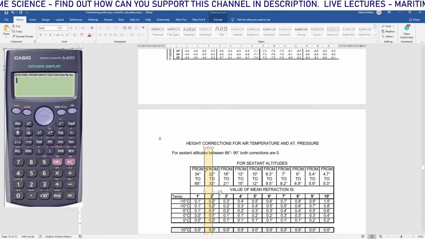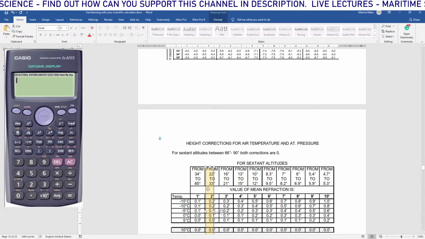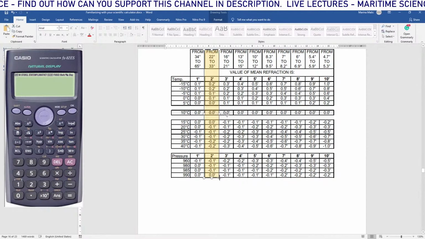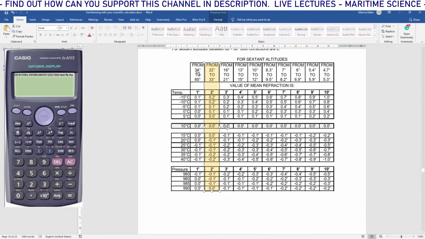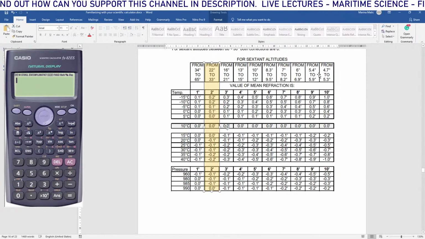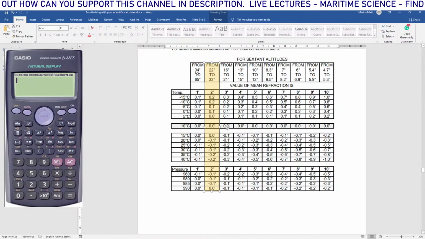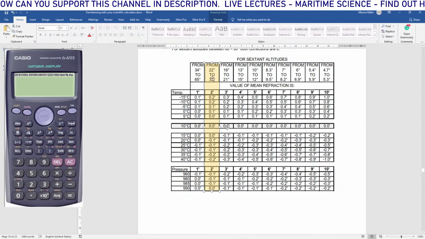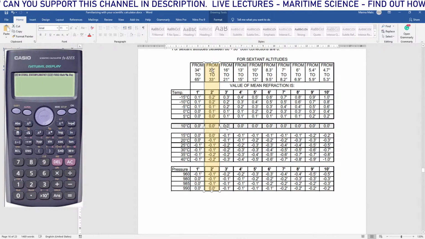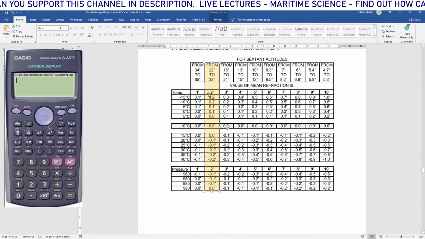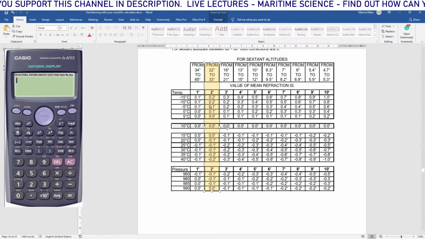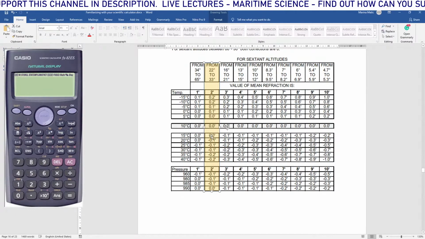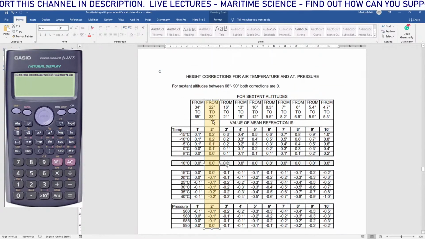So our height is 30 degrees, so that makes it here. We find the column on the top. These are the heights or altitudes measured with sextant. Our height is 30, so we are between 22 and 30, so we are here. Refraction is 2, and the temperature is 16, so that means our first correction is 0.